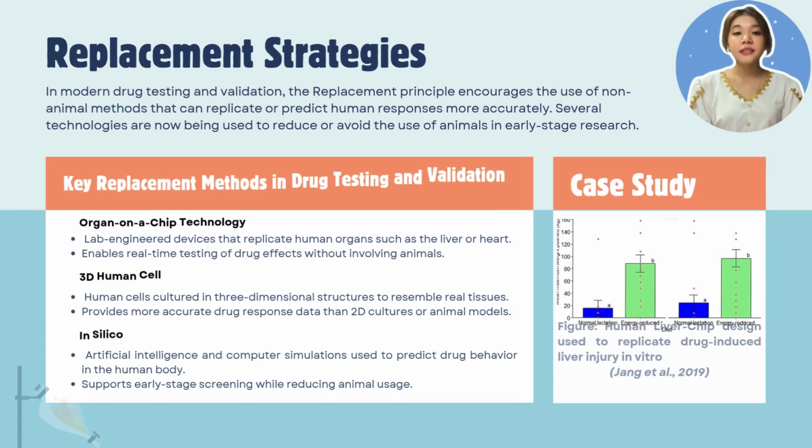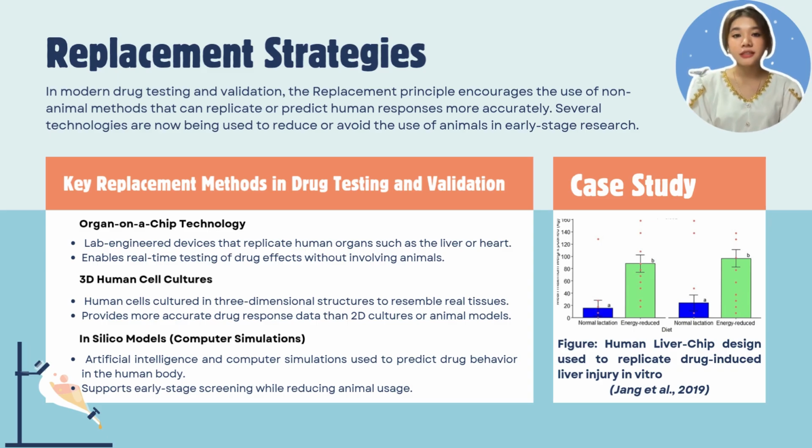Hello, I'll be explaining the replacement strategies used in drug testing and validation, which follow the replacement principle of the 3Rs. These strategies aim to reduce the use of animals by using alternative methods that can still give reliable results, sometimes even better than animal testing. First, organ-on-a-chip technology uses small lab-made devices that simulate human organs, like the liver or heart. These chips allow researchers to observe drug responses in real time without testing on animals.